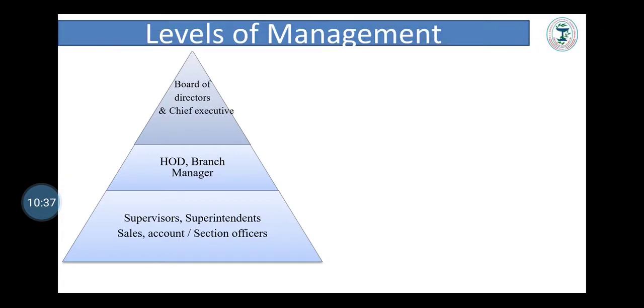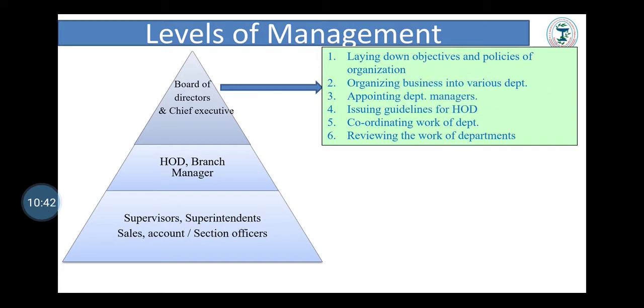Functions of top level management. Top level management functions are laying down overall objectives and policies of the enterprise, organizing business, appointing departmental managers, issuing guidelines for HOD, coordinating the work of different departments and reviewing the work of different departments.